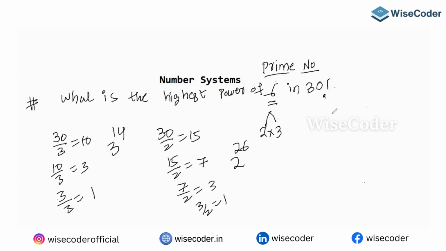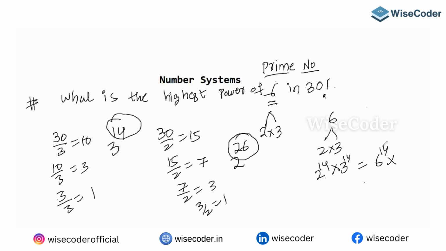Guys, 6 is a multiple of 2 and 3, no? So there are 14 threes and 26 twos. If you want to make a 6, it's definitely a combination of 2 and 3. So how many 3's are there? 3 power 14, which with 2 power 14 gives 6 power 14. Otherwise, you will not get the highest power of 6.